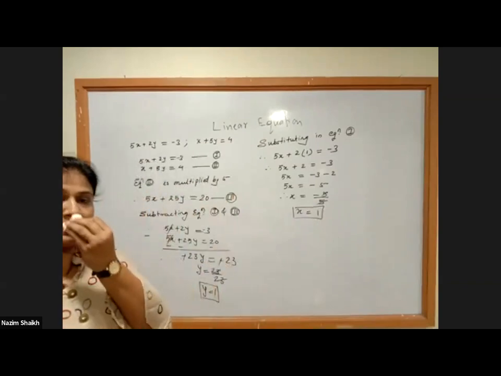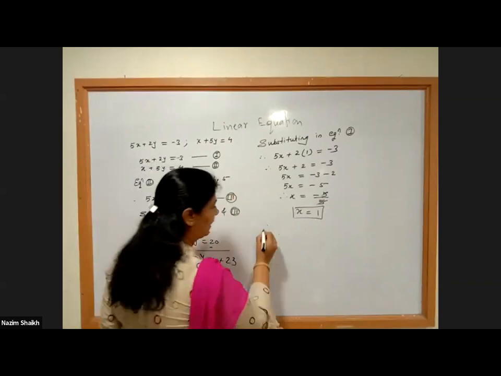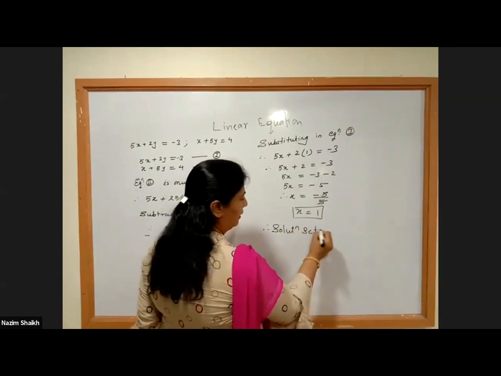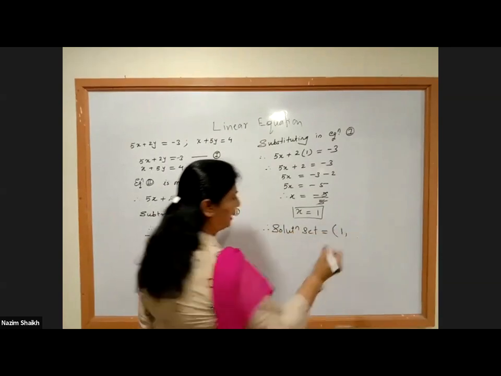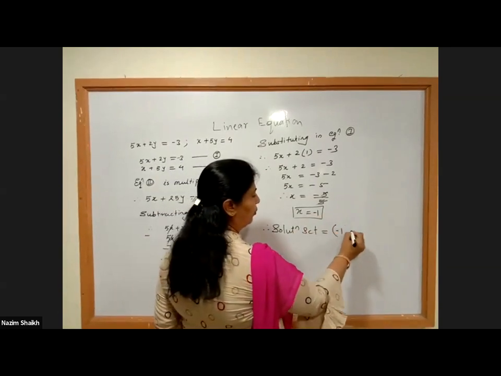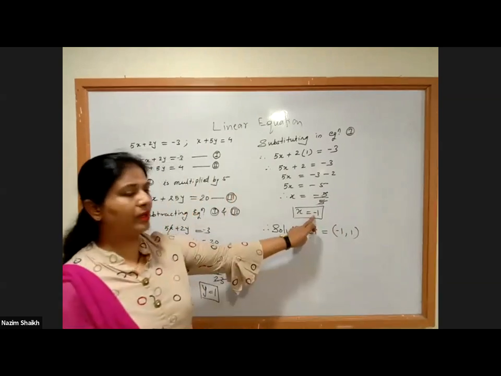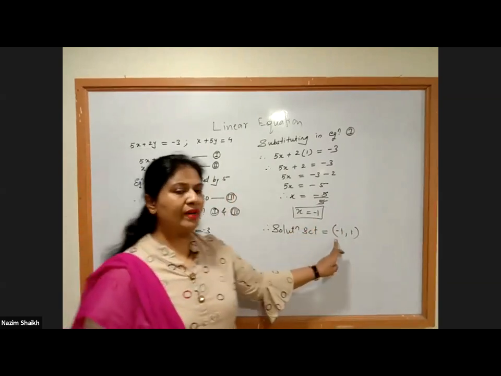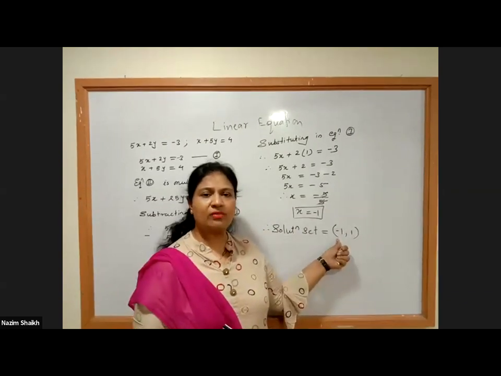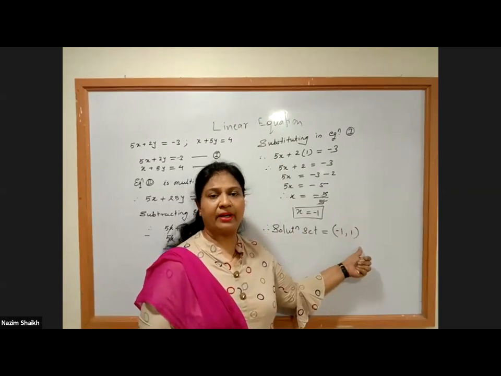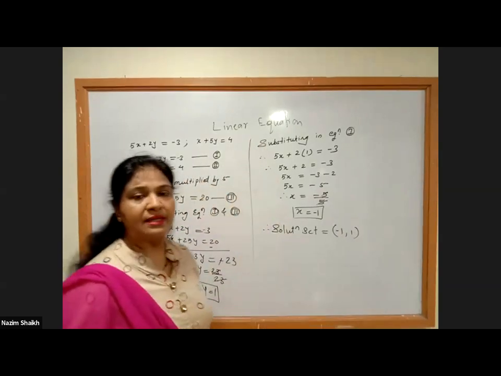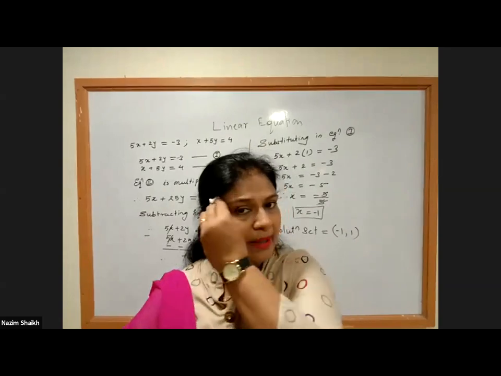Once you get both the answers, you can declare your solution as solution set, and that is equal to minus 1 comma 1. X is minus 1, y is 1. Always while enclosing the numbers in the box, take care you are first writing your first variable, x, then the second variable. So this was the method adopted since last period. You are now understanding the method.